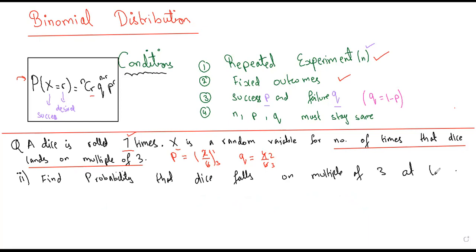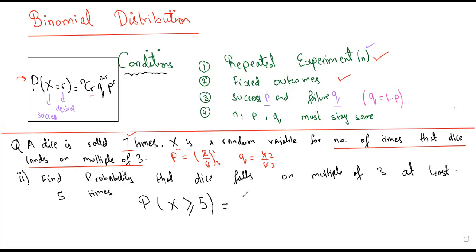At least 5 times. Now this is where we will be talking about the inequality. So just pay attention. Probability of x, where x is the number of times. This number of times should be at least 5 times. It means that x should be 5 or more. So x is greater than or equal to 5. This is what you are to calculate.